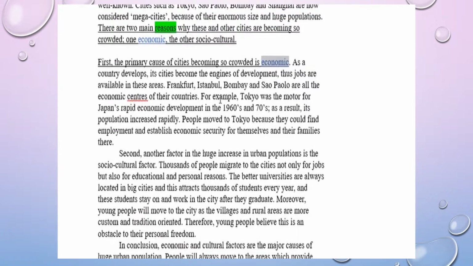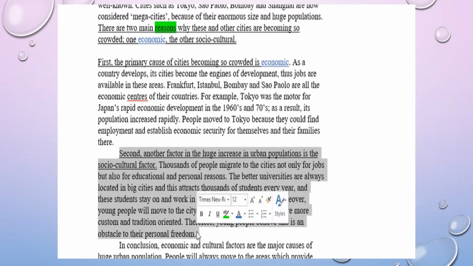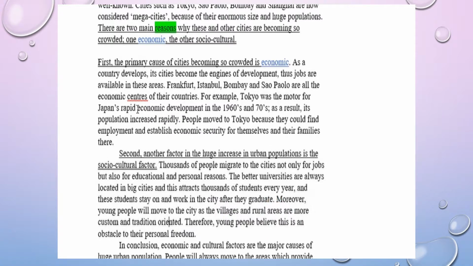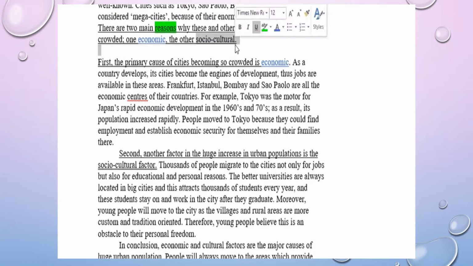The next body paragraph, look at second: another factor in the huge increase in urban populations is the social cultural factor. This particular paragraph will only talk about how social cultural factors affect overcrowding. How is this related to the thesis? It gives one of the reasons discussed up here in the thesis for overcrowding, which is the social cultural factor.